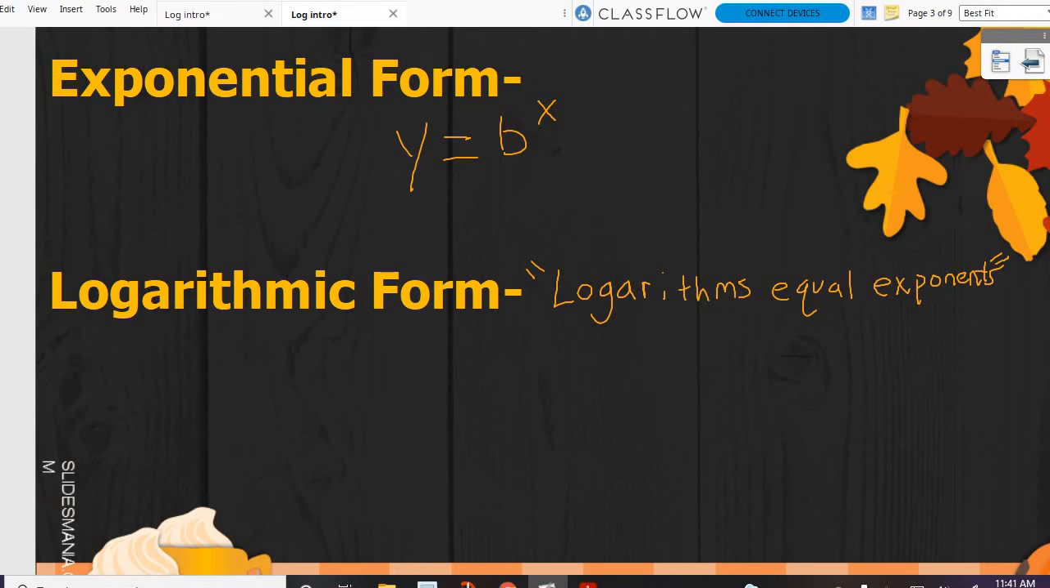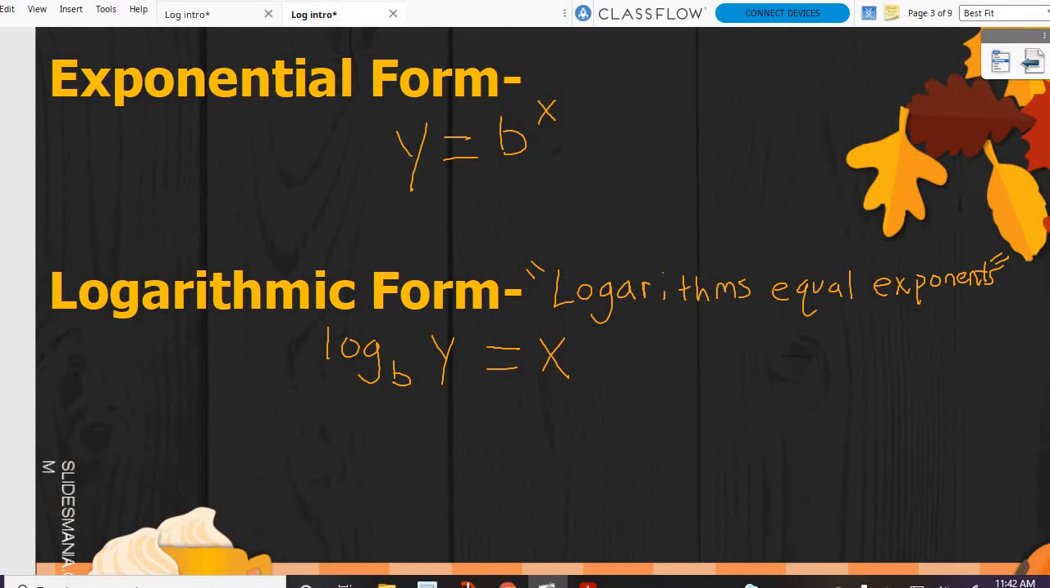So when we're rewriting from logarithmic form to exponential form, we want to use that to help guide us. In other words, our base of our exponential, which is b, is our base of our logarithm. And we said that logarithms equal exponents. So what is our exponent in our exponential form? x. So then that is what our logarithm has to equal. And then the y, or the other side, has to go inside of our logarithm.